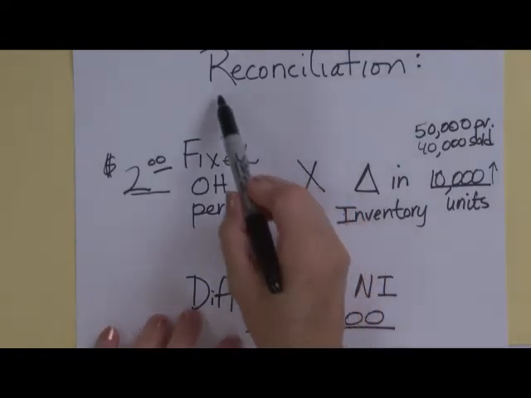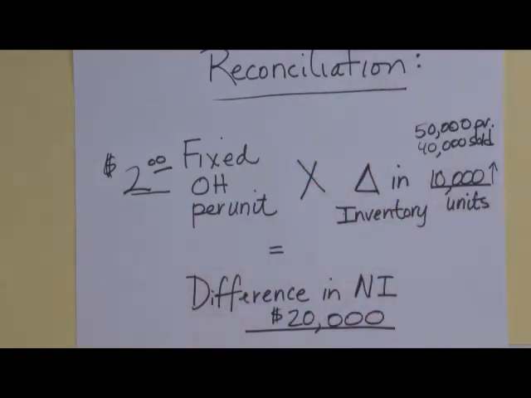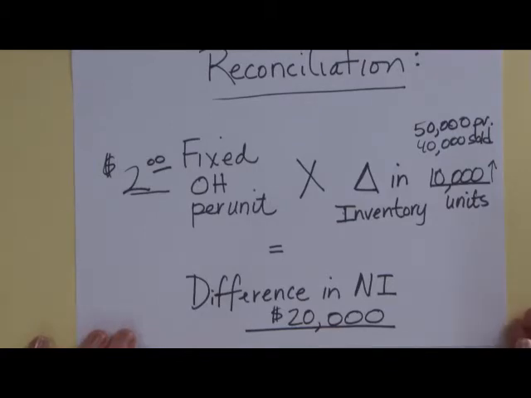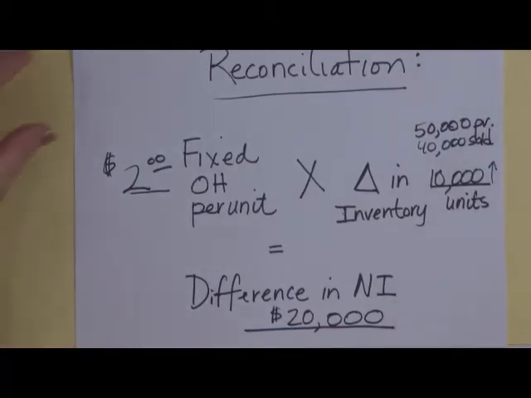So this is an important reconciliation formula. It's an important one to know. If you know the fixed overhead per unit and you know the change in inventory, you can already tell the difference that you will get in net income between these two methods, absorption versus variable costing.